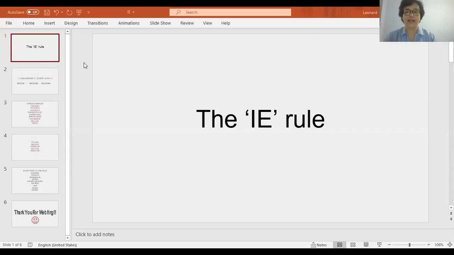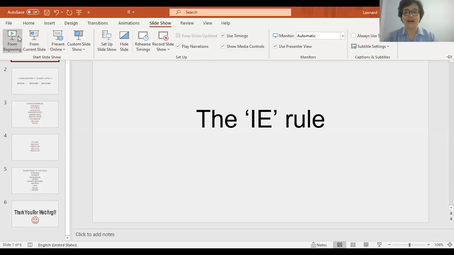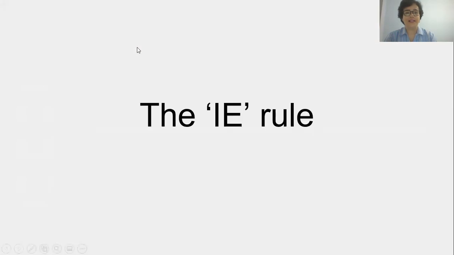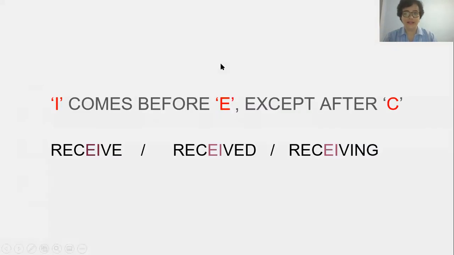There's just one simple rule to remember if you want to know how to spell the word receive and all other words with IE in them. It is called the IE rule, which is a very apt name because the words have I and E in them, and therefore it is the IE rule. What is the IE rule? This is the rule. I comes before E except after C.